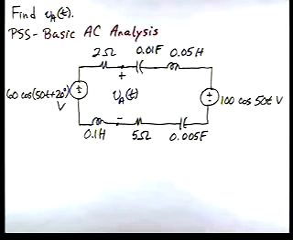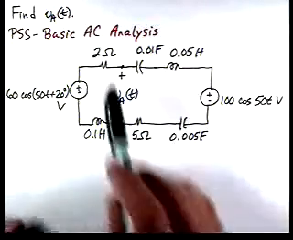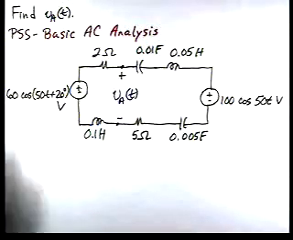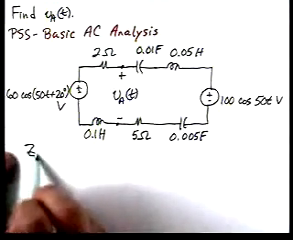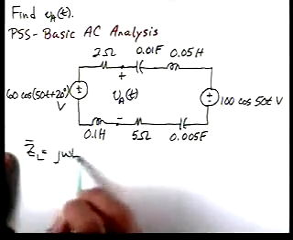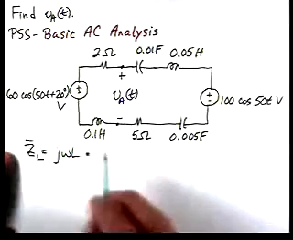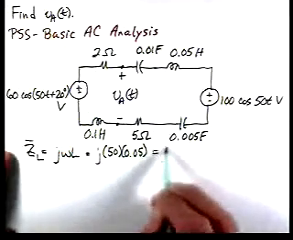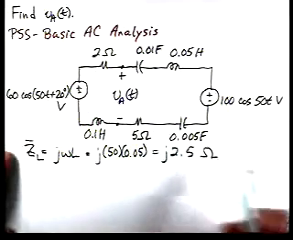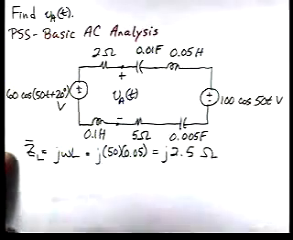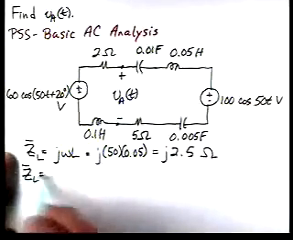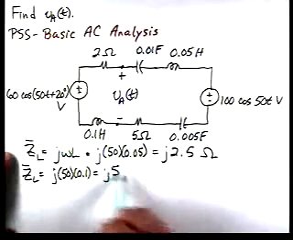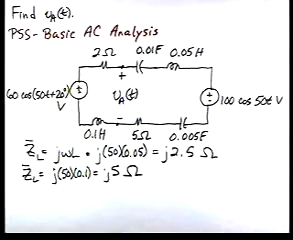So if we look, for instance, at our two resistors, we know their impedance is not a function of omega. But for our inductor, we remember that the impedance for an inductor is j omega L. Our omega is 50. So we have j 50 times 0.05, which is j 2.5 ohms for this inductor. For the one on the bottom, we have j 50 times 0.1, so that's j 5 ohms.